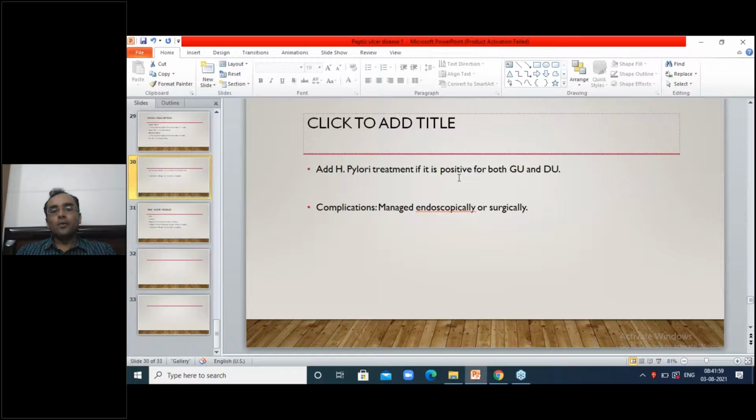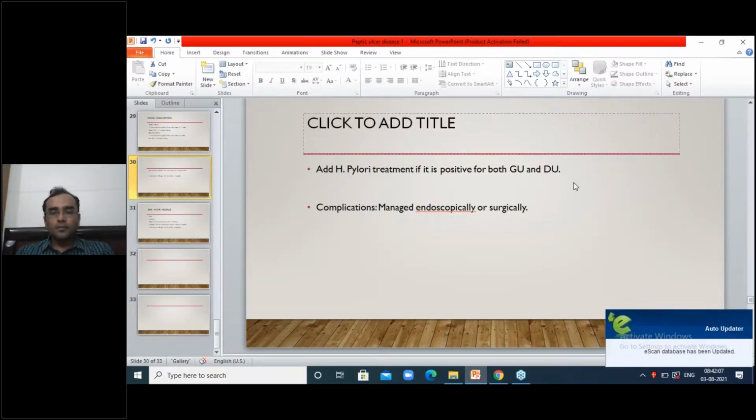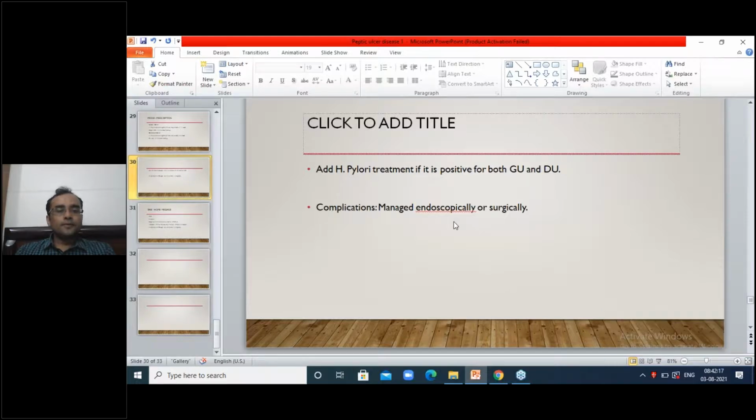We need to add H. pylori treatment if it is positive for both gastric ulcer and duodenal ulcer. I have not included the H. pylori treatment specifically in this lecture because it would increase the length, and there would probably be a separate lecture for H. pylori. And as far as the complications are concerned, they are either managed endoscopically or surgically.